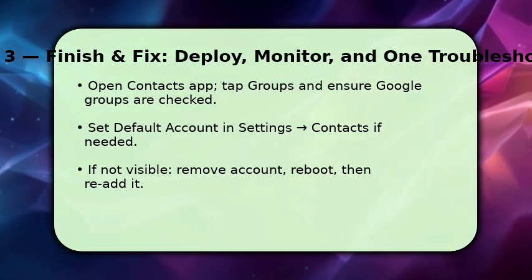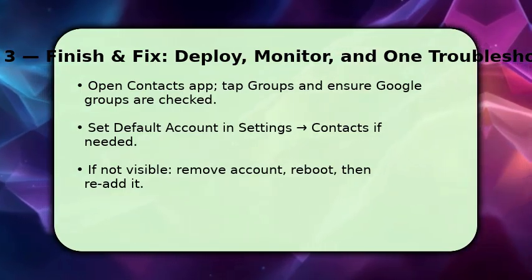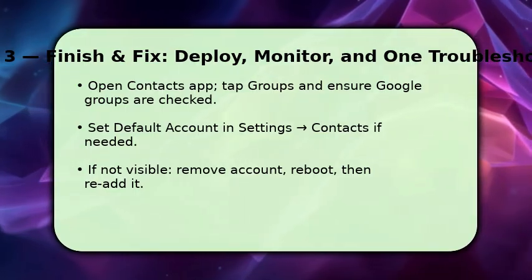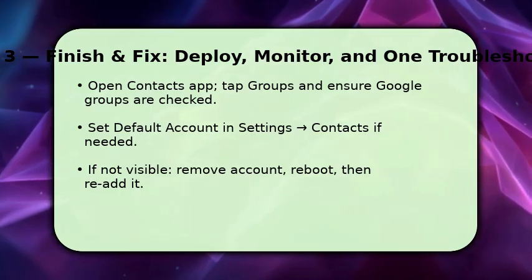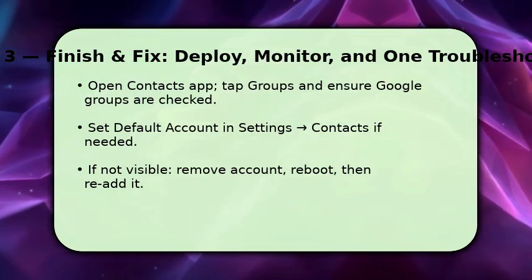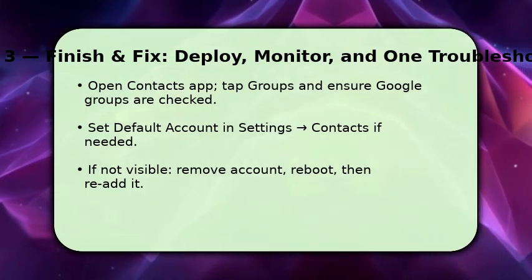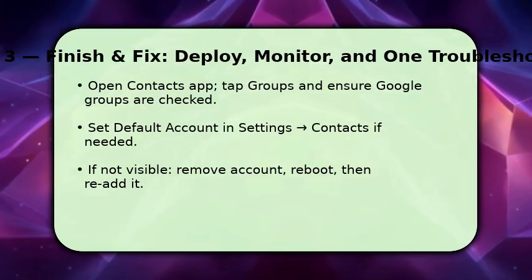If you prefer new contacts to go to Google, set Default Account in Settings, Contacts. If contacts don't appear, force a sync by toggling contacts off and on in the account, then reboot the iPhone and re-enable sync. One key troubleshooting tip: if two-factor blocks sign-in, create an app password in Google Account Security and use it when adding the account. This resolves many sync failures.